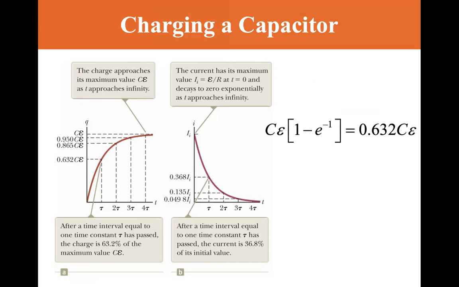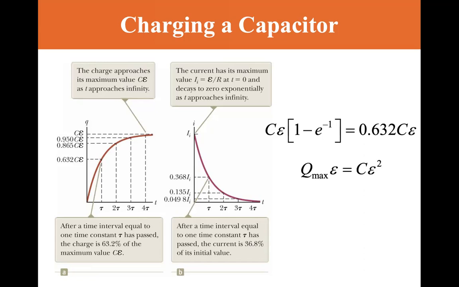The charge, let's see, I've got that highlighted. Let me make sure I'm reading the right one. The charge increases from 0 to 0.632 CE, the maximum charge, in 1 tau.